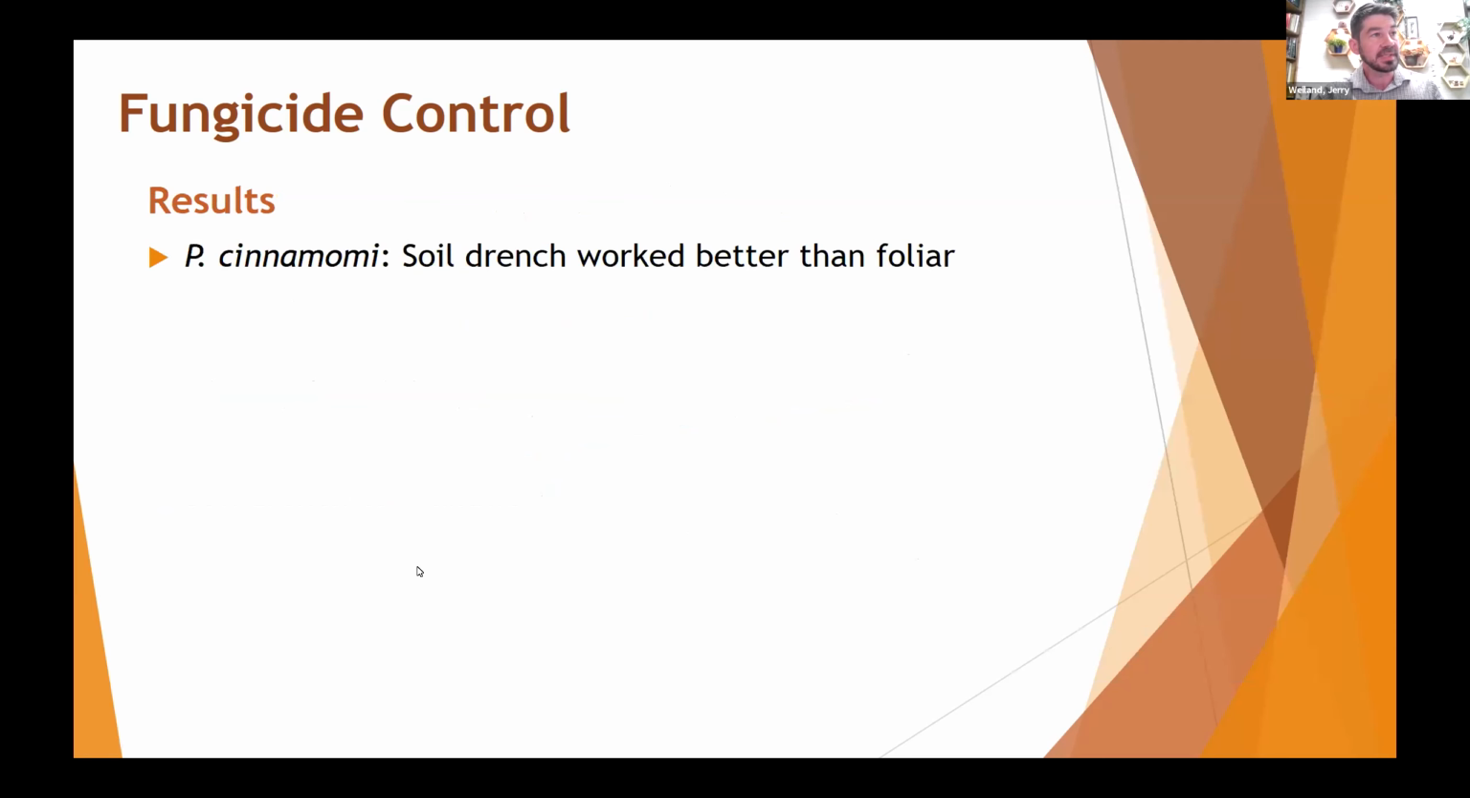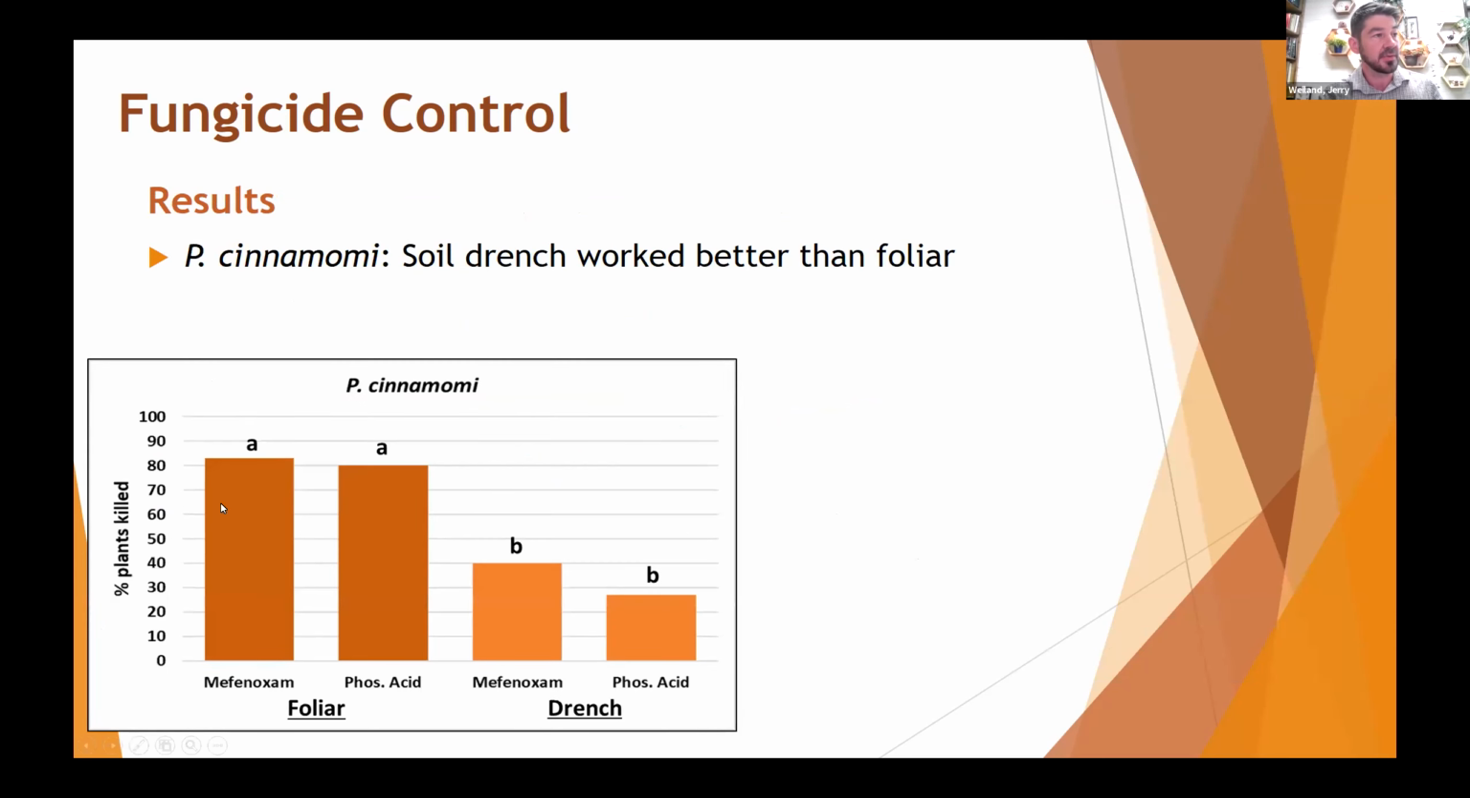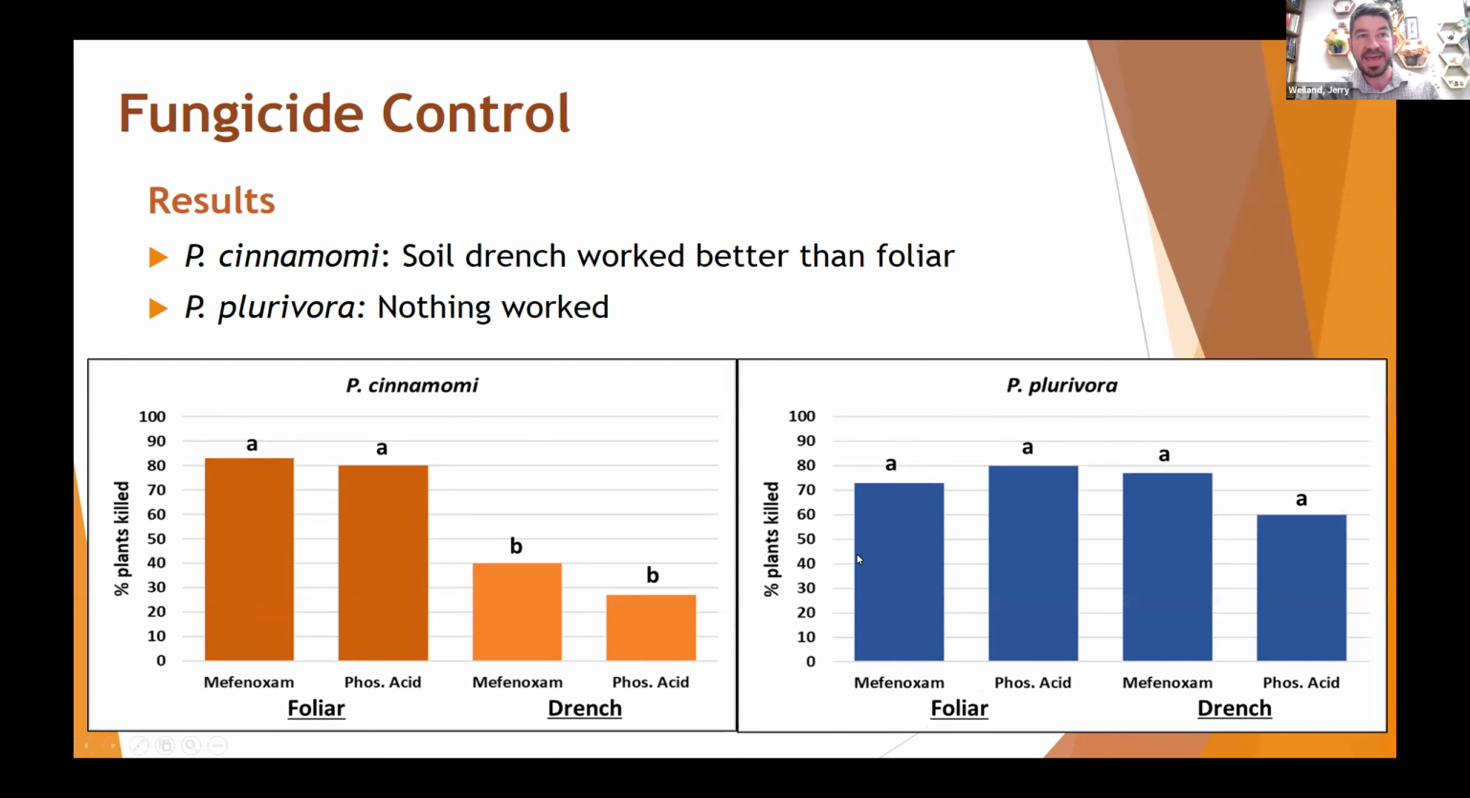And what we found is that the soil drench worked better than foliar applications for Cinnamomi. You see that over on the left, where for the foliar applications of both fungicides, we still had 80% mortality. Mortality was dropped by half or more once we went to soil drenches. But for Phytophthora pleurivera, nothing worked. We basically had 60 to 80% mortality regardless of which fungicide we used and regardless of where that was applied.